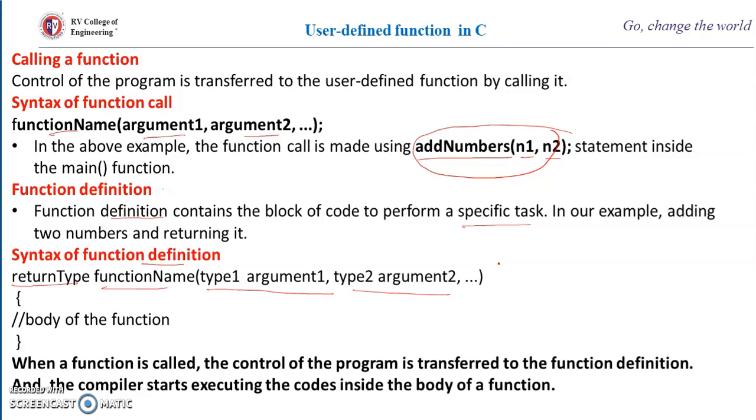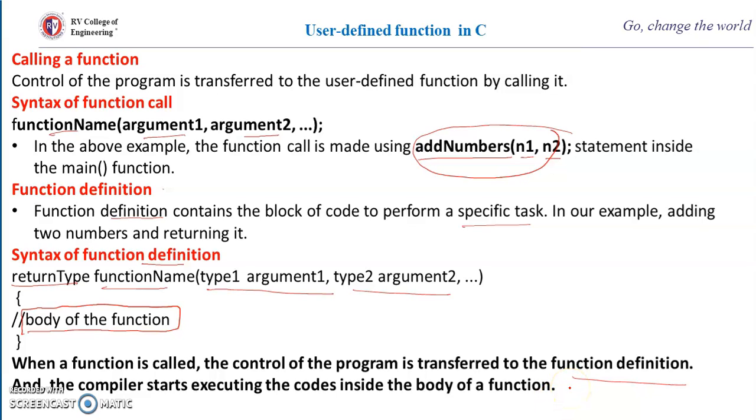Here we are going to add two numbers, so there will be two arguments, and here we don't write a semicolon. In the prototype we had a semicolon, even in the function call we will write a semicolon, but in the function definition we won't write a semicolon. Then we will write the opening curly bracket and closing curly bracket, and whatever task we want to perform, that is called the body of the function, which we will write inside the curly braces, okay. Whenever a function is called, the control of the program is transferred to the function definition, and the compiler starts executing the code inside the body of the function, okay.